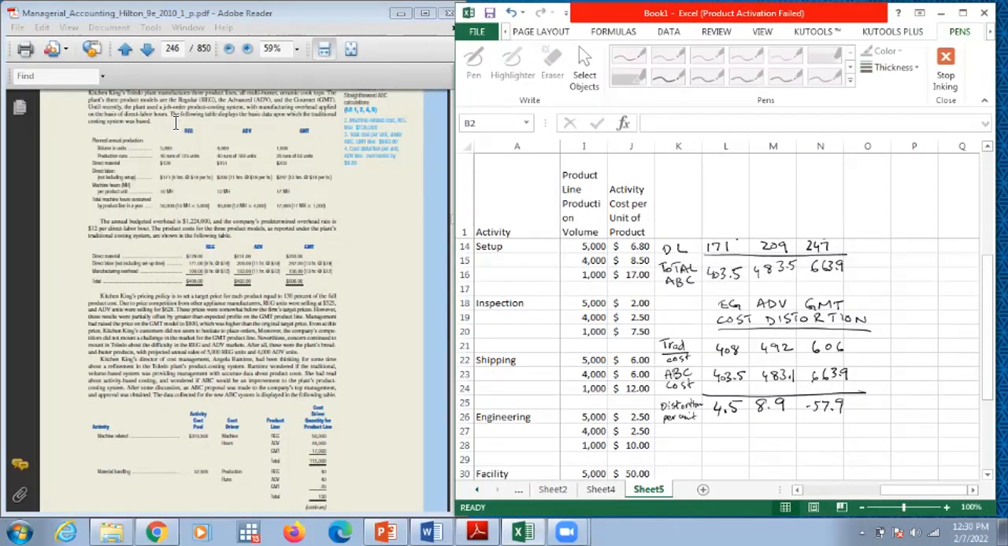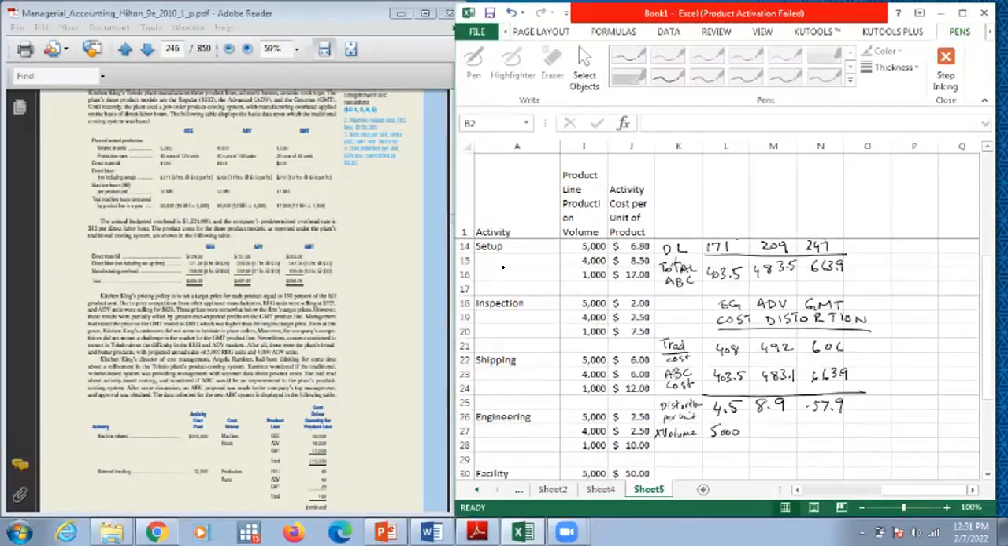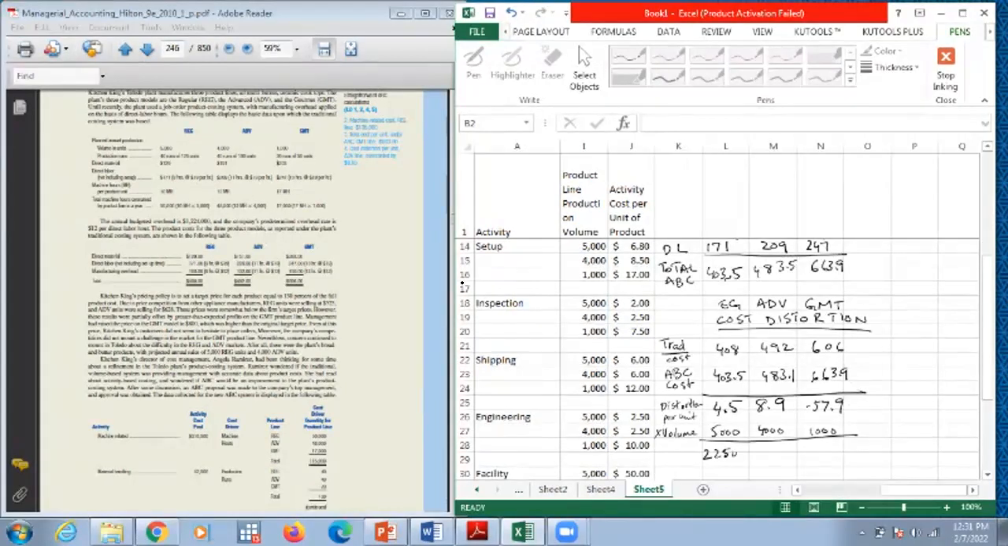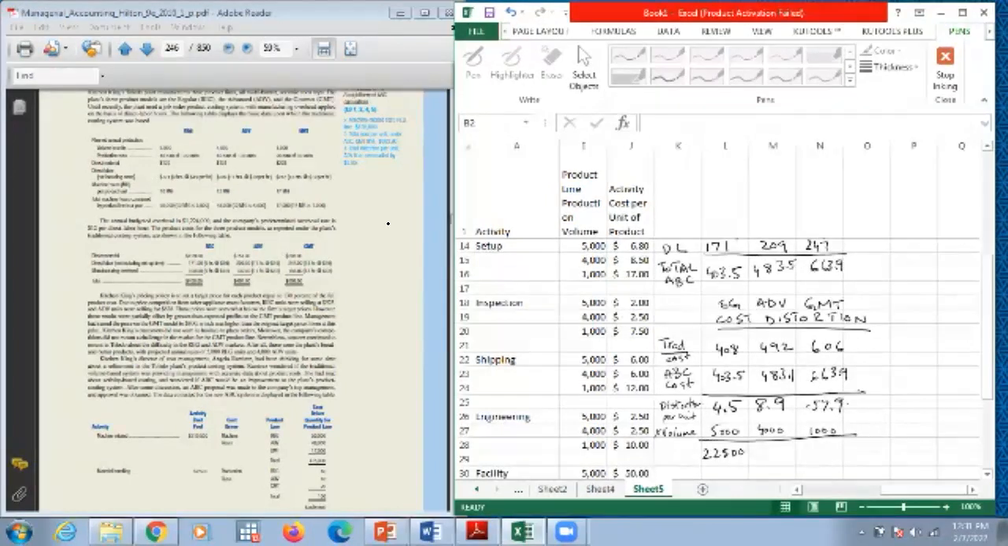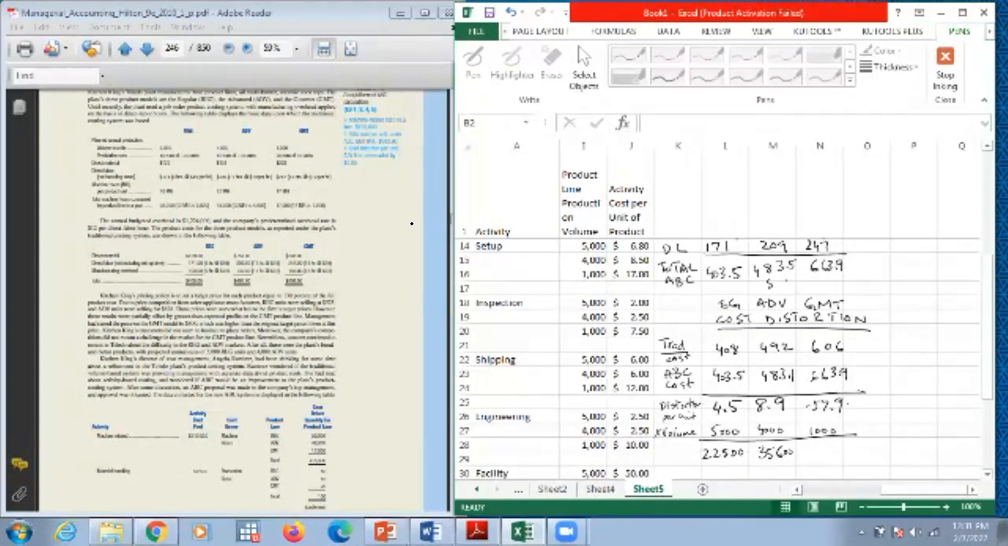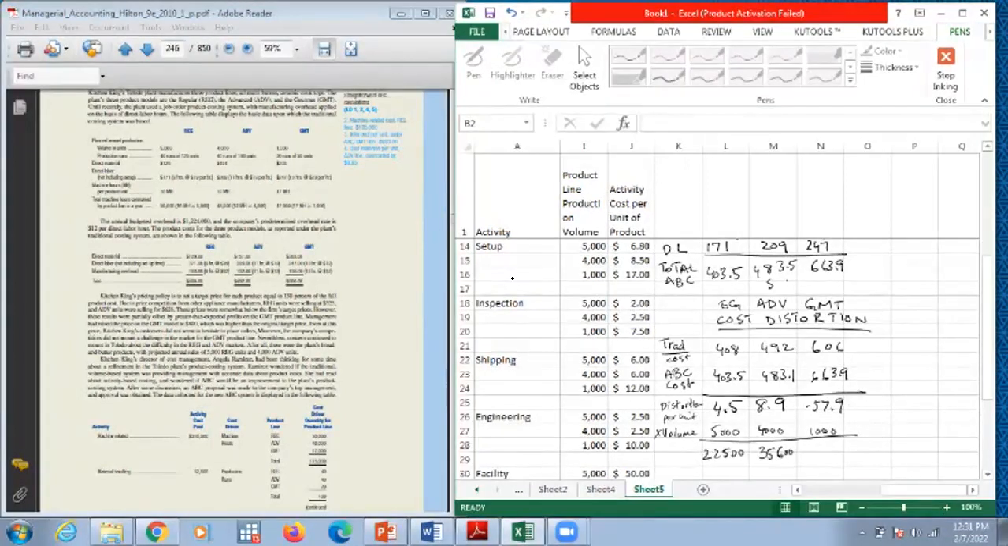That means that for the regular product, that will be 5,000 units. So 4.5 multiplied by 5,000. Then we have 8.9 multiplied by 4,000 and minus 57.9 multiplied by 1,000. Don't worry about the negative sign, but keep it negative. Do not alter the signs on this calculation, otherwise it will distort your final calculation. So 4.5 multiplied by 5,000 will give us 22,500. 8.9 multiplied by 4,000 will give us 35,600. And lastly, negative 57.9. Remember to keep the negative there, that's very important, multiplied by 1,000.